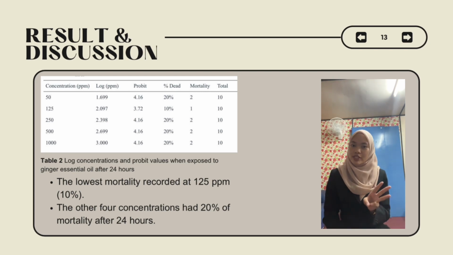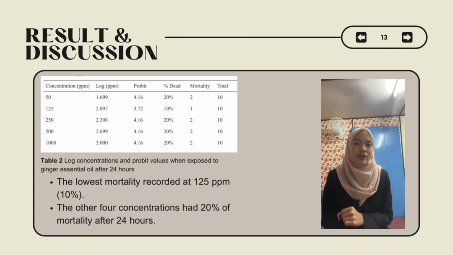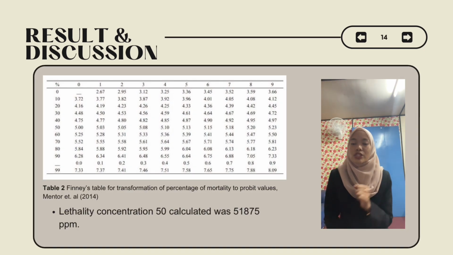Next, in the toxicity tests, Table 2 showed log concentration and probit values when the larvae were exposed to ginger essential oil after 24 hours. From there, the lowest mortality is recorded at 125 parts per million concentration with 10% mortality, whereas the other four concentrations had 20% mortality after 24 hours. Looking at the table, it was used to convert mortality percentage into probit values. By using Microsoft Excel, regression was calculated by applying the equation y equals ax plus b, where we need to find x. The antilog of x is the lethal concentration or LC50.